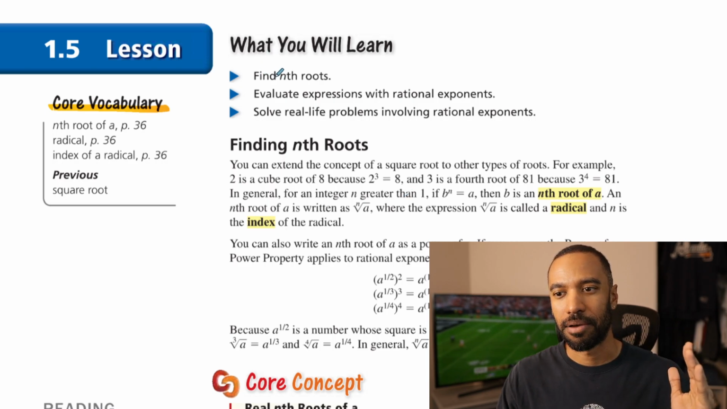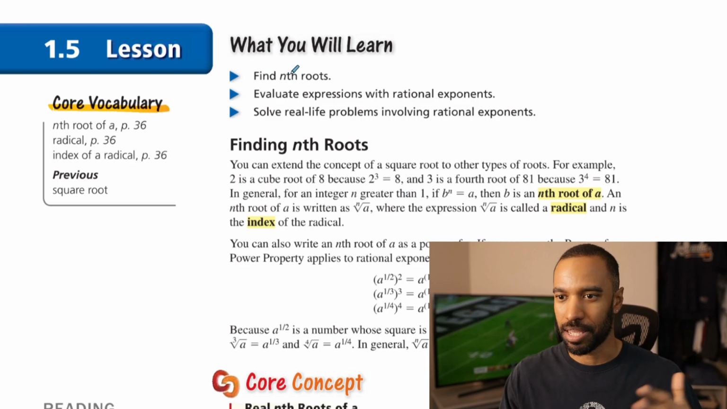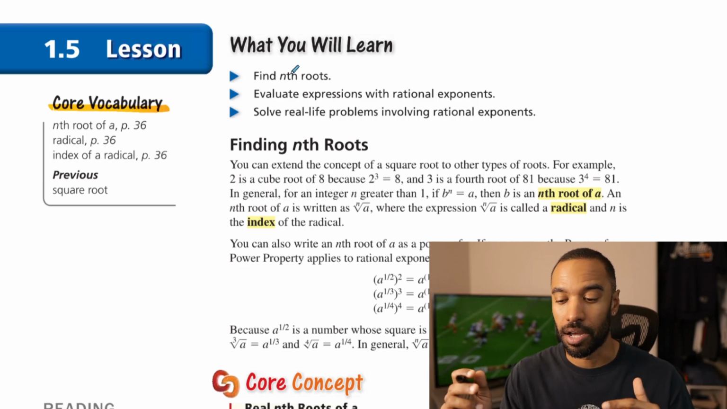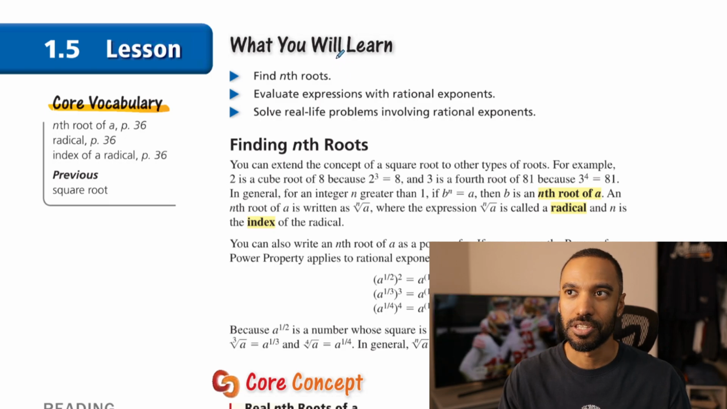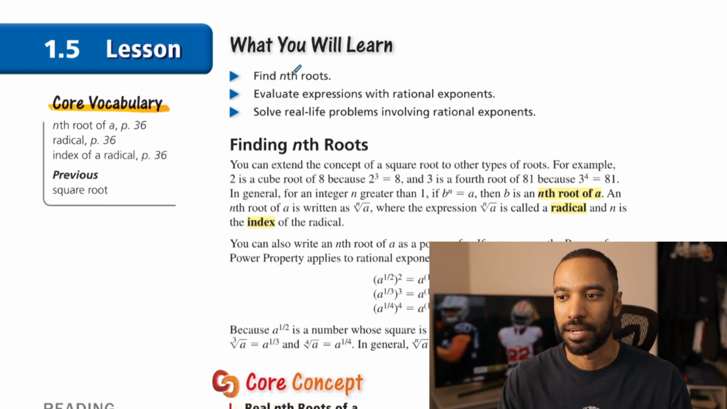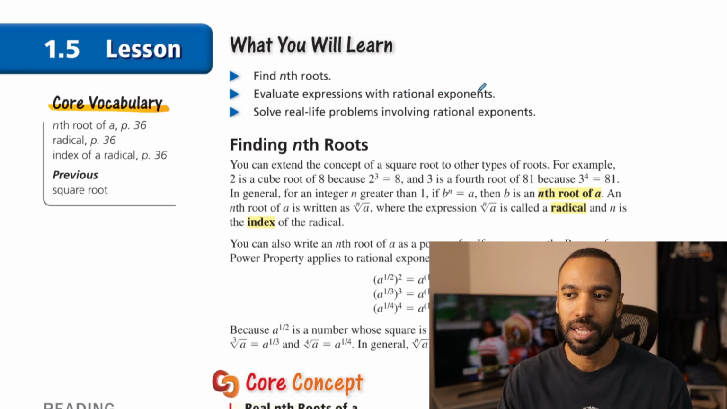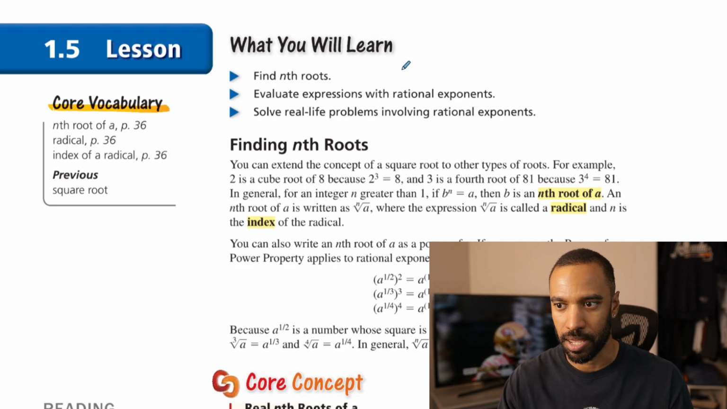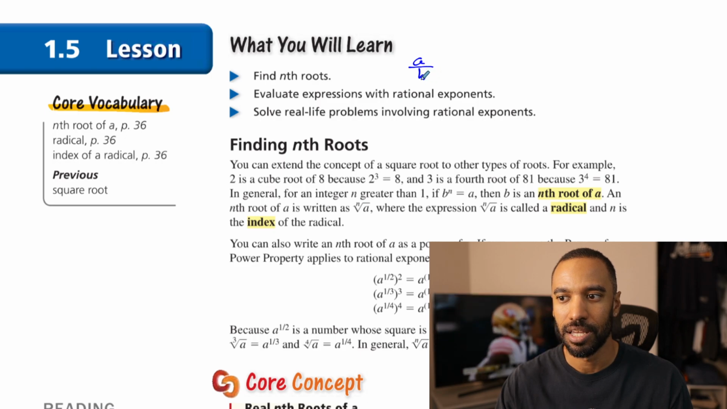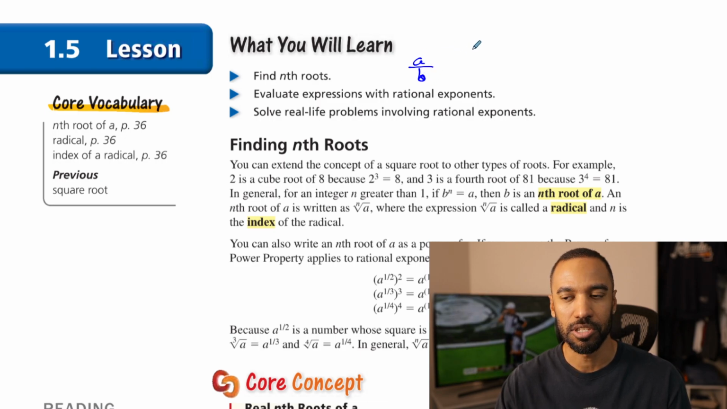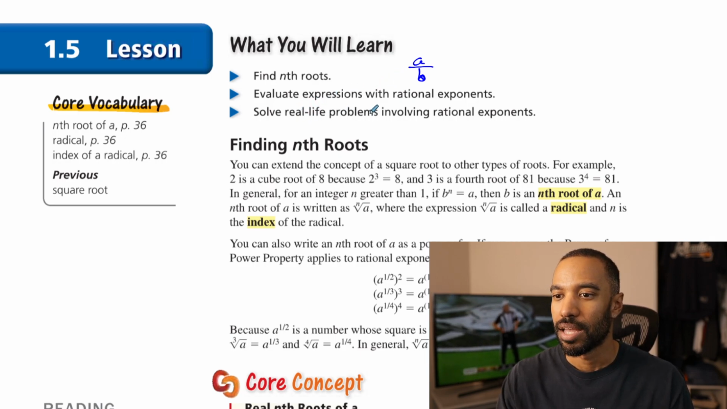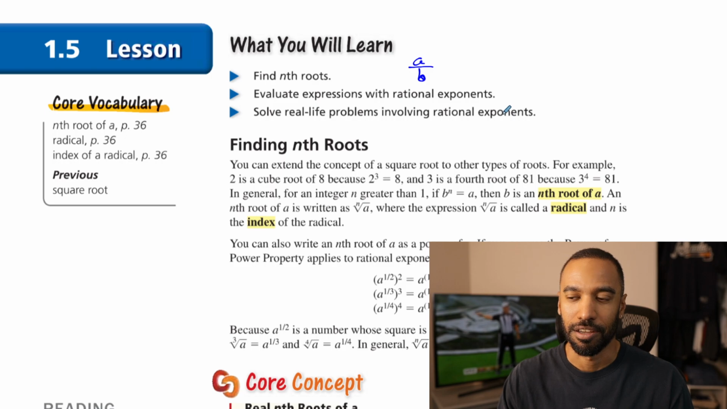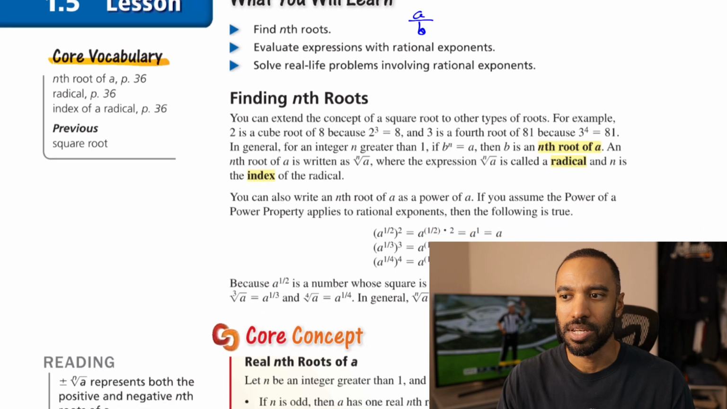We are going to be talking about how to find nth roots, n being any number, really positive integers, whole numbers: second root, third root, fourth root, things like that. And evaluate expressions with rational exponents, a rational number being a number expressed by a fraction of two integers, such as A over B. So think of fractions, exponents with fractions, fractional exponents, and solve real-life problems involving rational exponents. Okay, so let's get into the nitty-gritty of that.